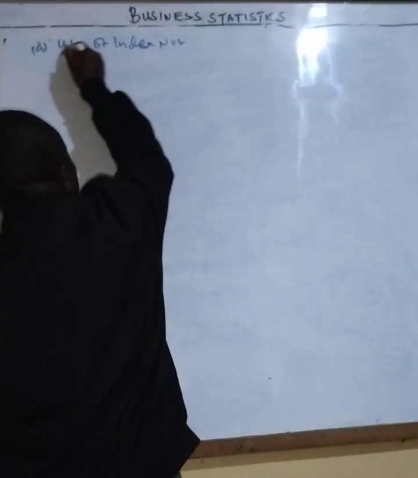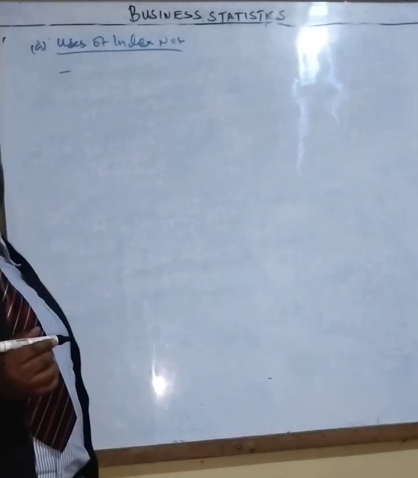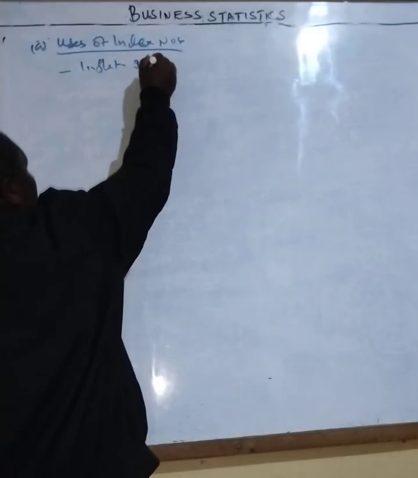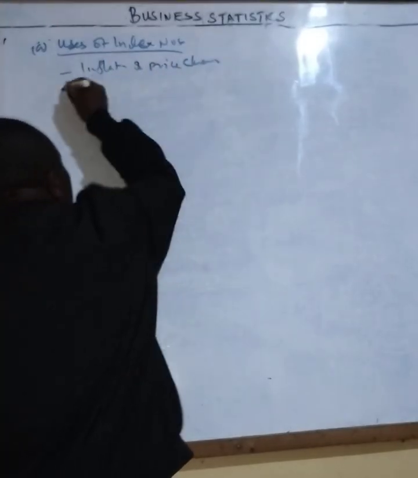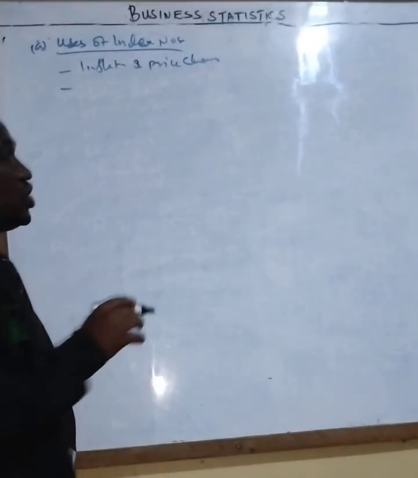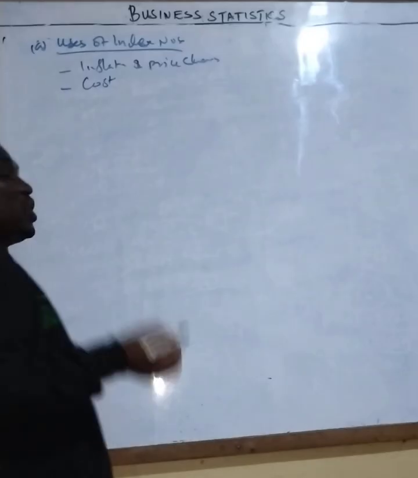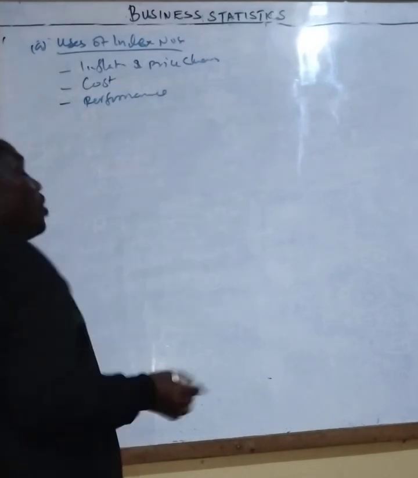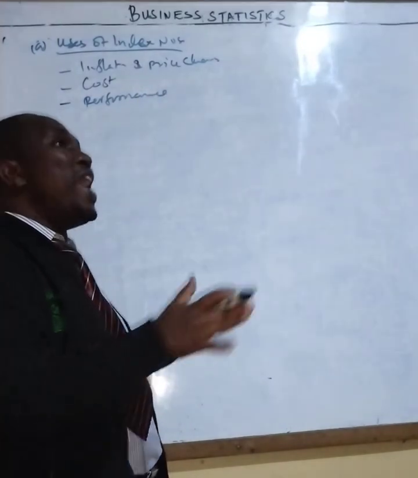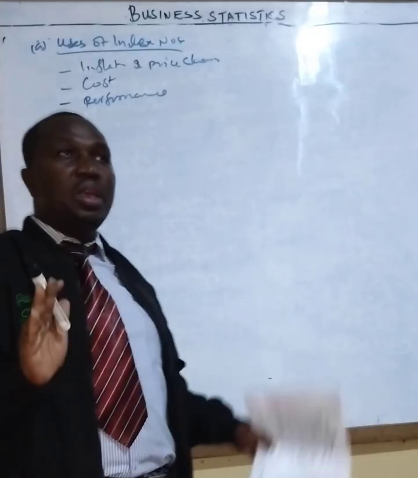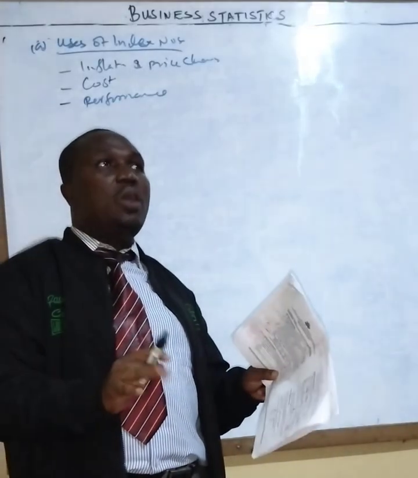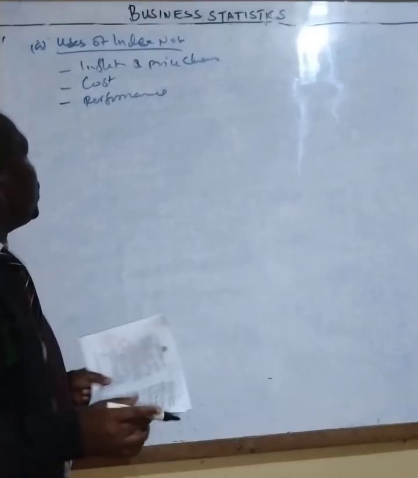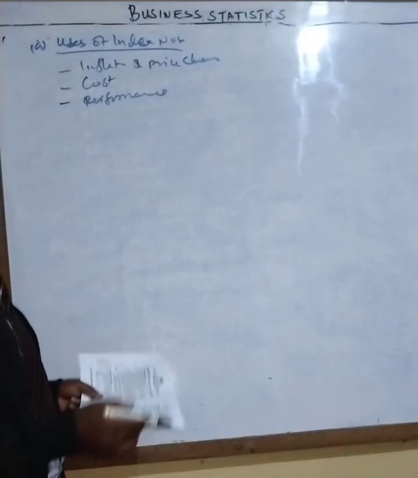In this case, it is mainly used to analyze inflation and price changes in the organization. That is number 1. Number 2, it is also used in that organization to analyze the costs. It can also be used to analyze the performance of that organization: how the organization has performed by the end of the year compared to other years, or you can compare the outcome of this year with other firms in the same industry. So these are some of the uses of index numbers in the organization.